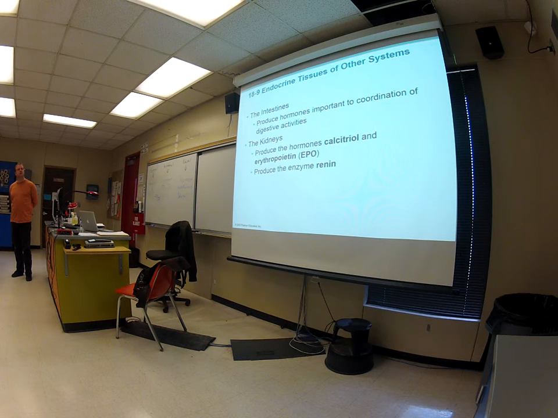Intestines produce hormones important to coordination of digestive activities in conjunction with the pancreas. Kidneys produce EPO. Have you guys heard of that before? Erythropoietin. A synthetic version of it is doping. It's what athletes take to increase their red blood cell count. And then we have renin also. Renin is part of the urinary system, and we're going to learn about what it does. Renin actually helps with blood pressure.